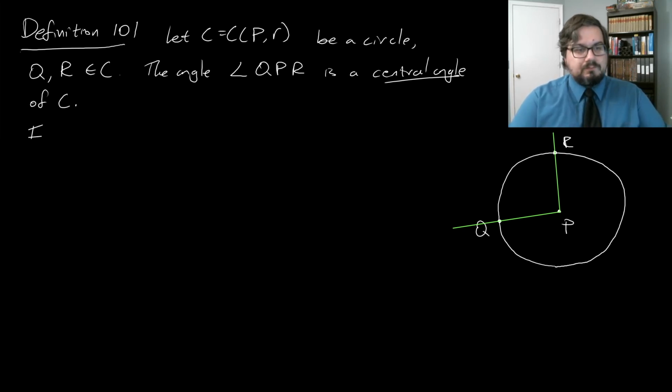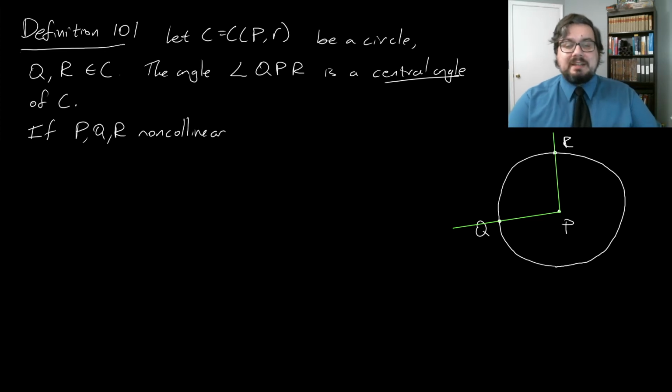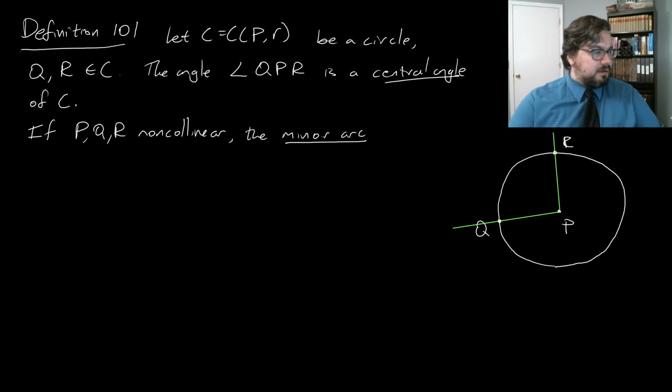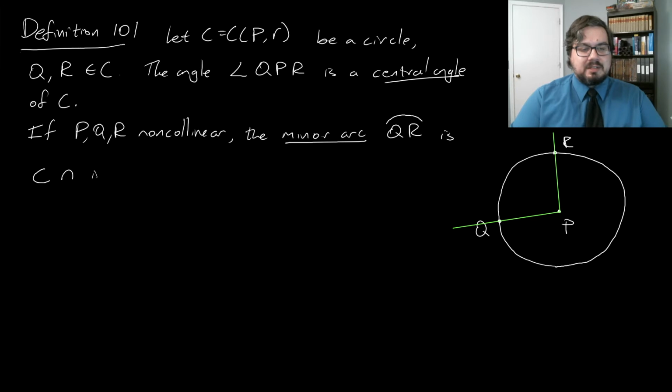Now, if P, Q, and R are non-collinear, which is what we need in order for us to have the angle QPR, as in our picture here, the minor arc QR, so the notation is QR with sort of this arcing rainbow shape above it, is the circle intersect the interior of the angle QPR and then unioned with Q and R together.